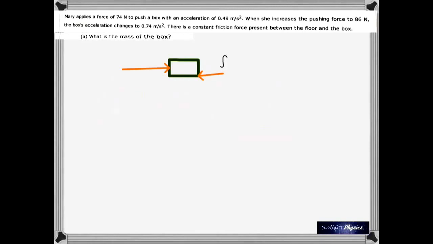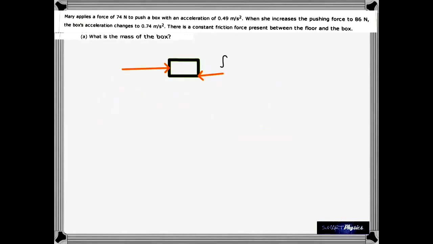In the first question, Mary applies a force of 74 newtons to push a box with an acceleration of 0.49 meter per second squared. When she increases the pushing force to 86 newton, the acceleration changes to 0.74, and there is a constant friction force between the floor and the box. You've got to find the mass of the box.